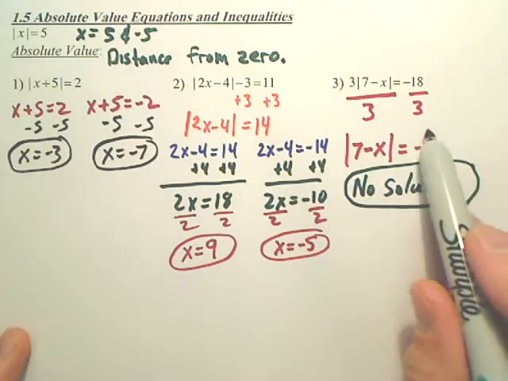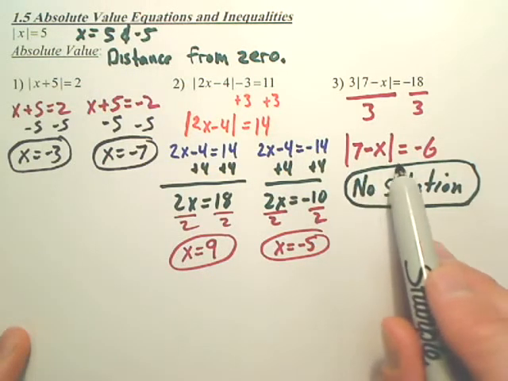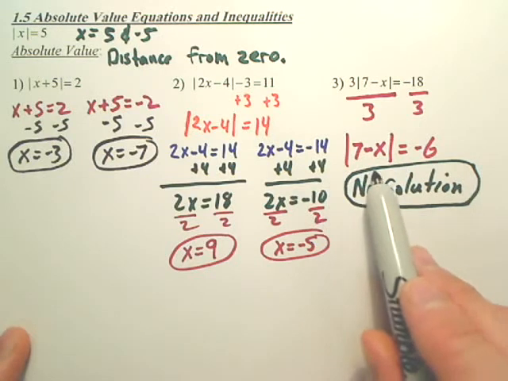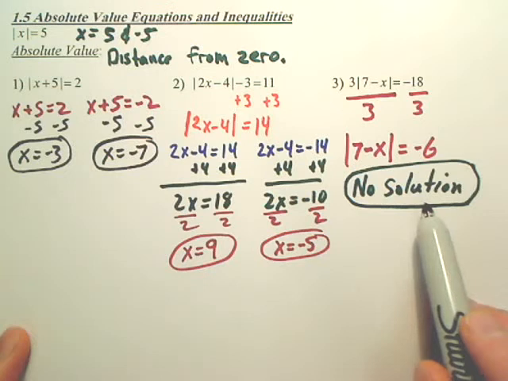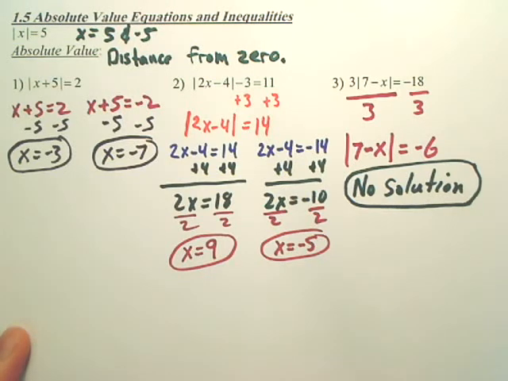Watch out for that. Make sure you isolate the absolute value first. If this is ever negative, you just stop. You can't go any farther. It's never going to work. You're never going to get an output that's negative. So that is those solutions.